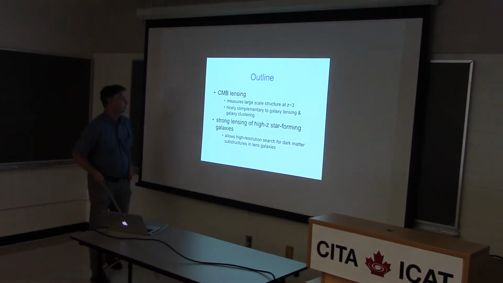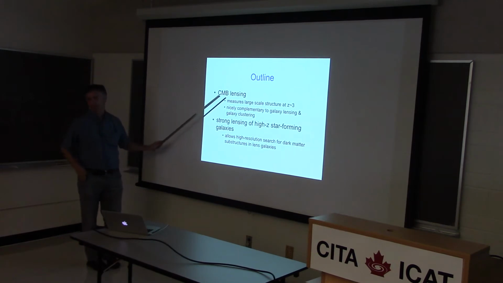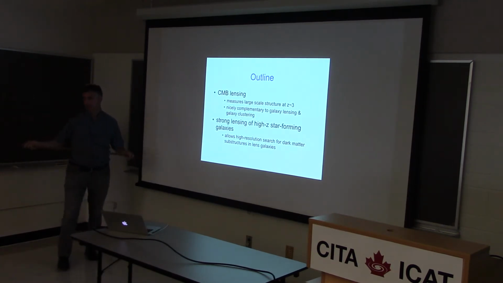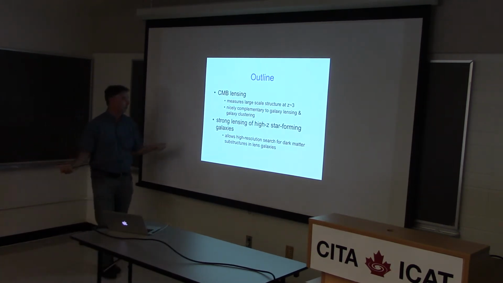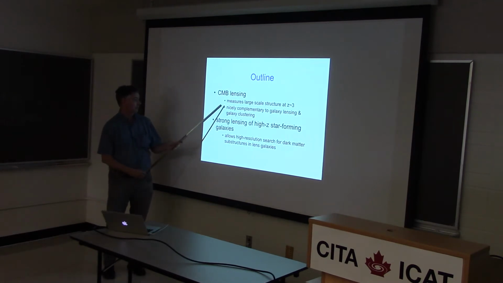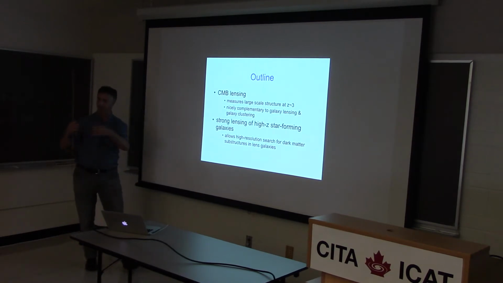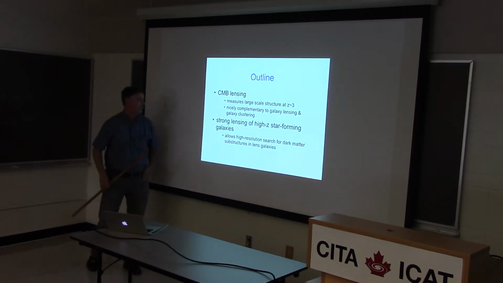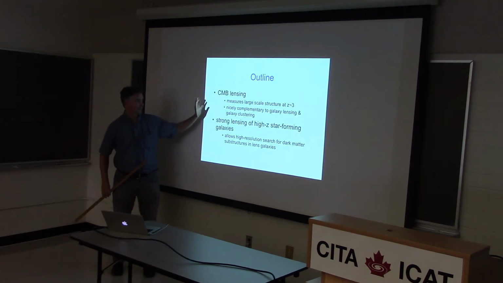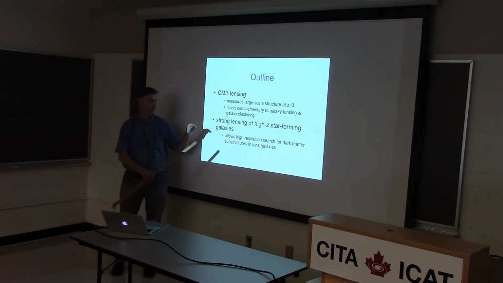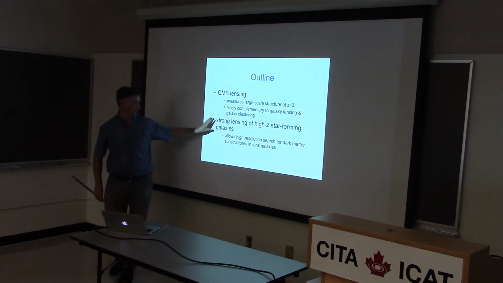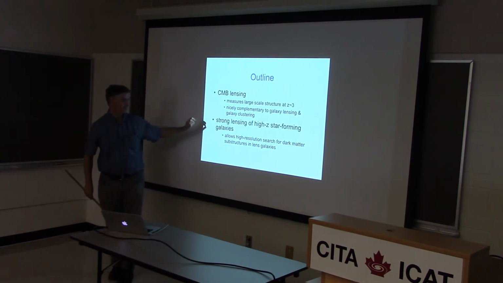Okay, so the first part of my talk, I'm going to talk about gravitational lensing of the CMB. There's a lot of people around here that work on this, but I'll go through some of that. It's measuring large-scale structure at a redshift of about 3, so it's a very broad kernel. It's everything along the line of sight. And because it's lensing of the CMB, it's nicely complementary to galaxy lensing and also to galaxy clustering. And then the second part would be strong lensing of high redshift star-forming galaxies, which is unrelated to this mainly, but it's just the pictures are neat.